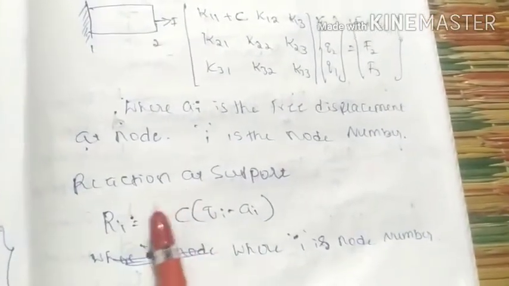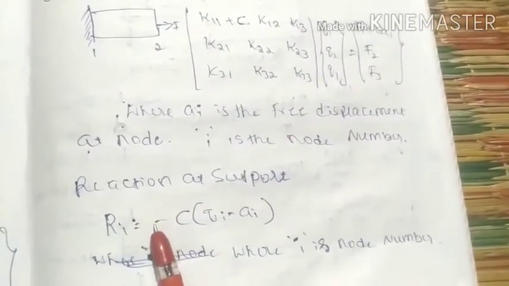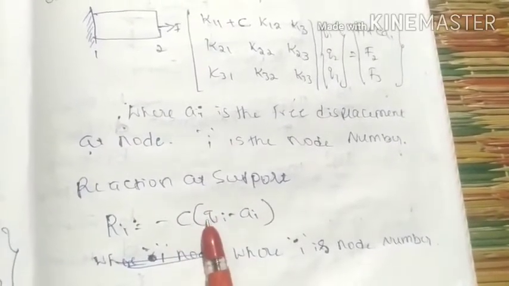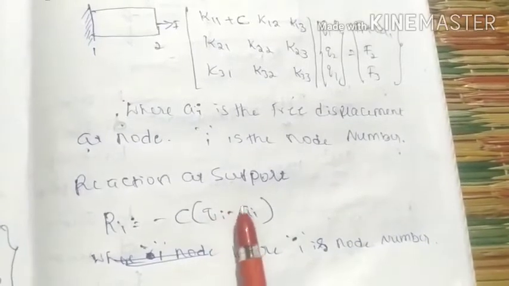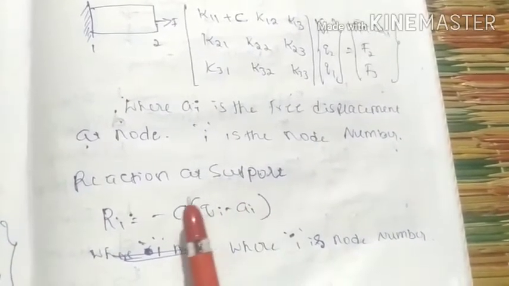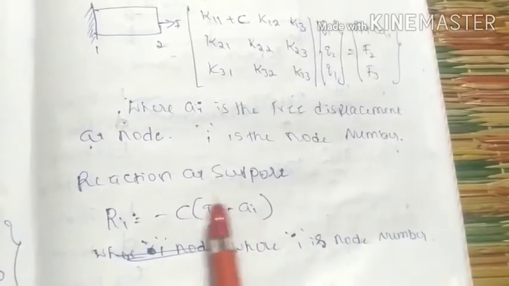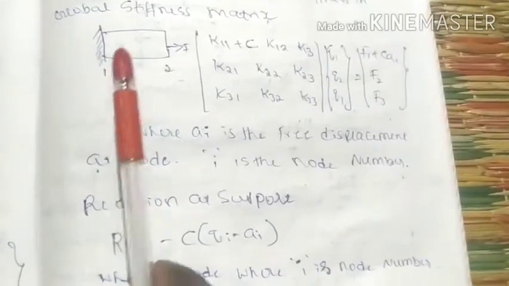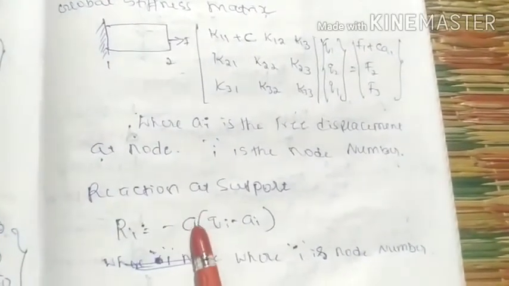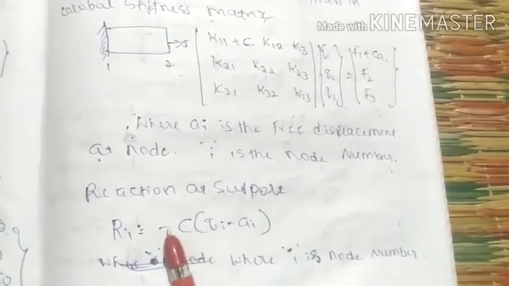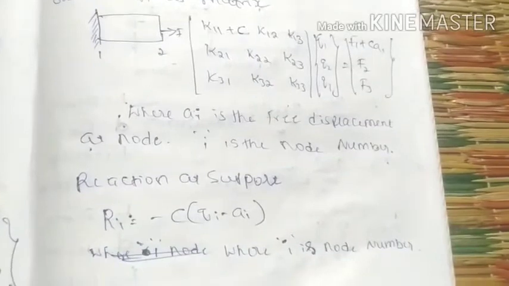Also, the reactions we calculate like this. In general, the reaction is minus C into QI minus AI, where Q is the nodal displacement, A is the free displacement, and C is the penalty, where I is the node number. With respect to this example, at node 1, R1 is equal to minus C into Q1 minus A1. Since A1 is anyway 0, it becomes only minus C into Q1.